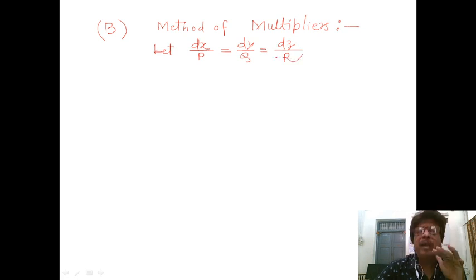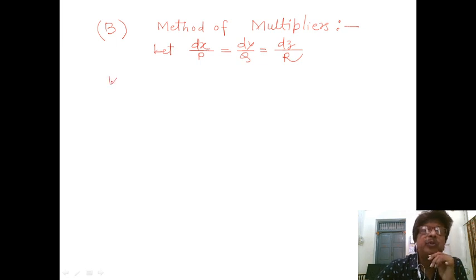Earlier we have seen the method of grouping. In many examples, we cannot group any pair of equations. Neither we can group first with second, nor we can group second with third, or first with third. So whenever it is impossible to group the pair of terms, we use this method of multipliers. So what is this method of multipliers?